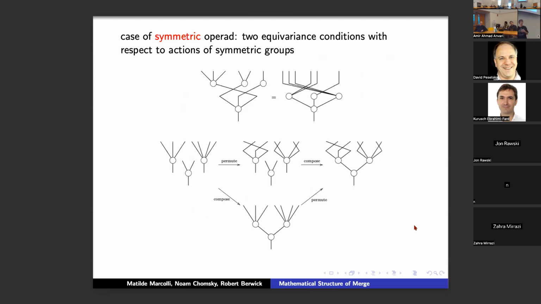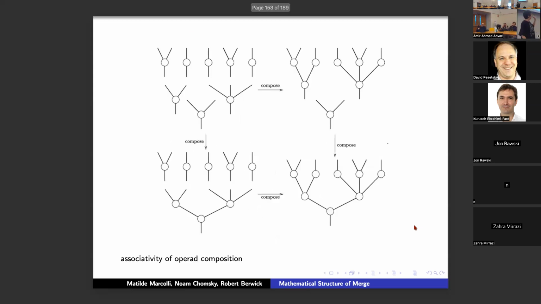And there may or may not be a symmetric structure, meaning that if I permute the inputs and then permute the next level, or vice versa, I get the same thing. And there are two ways in which I can do that, so there are two possible symmetry properties with respect to permutations. Not all operads have symmetric structure. Some of them do, and some do not. But the key property is this associativity property.